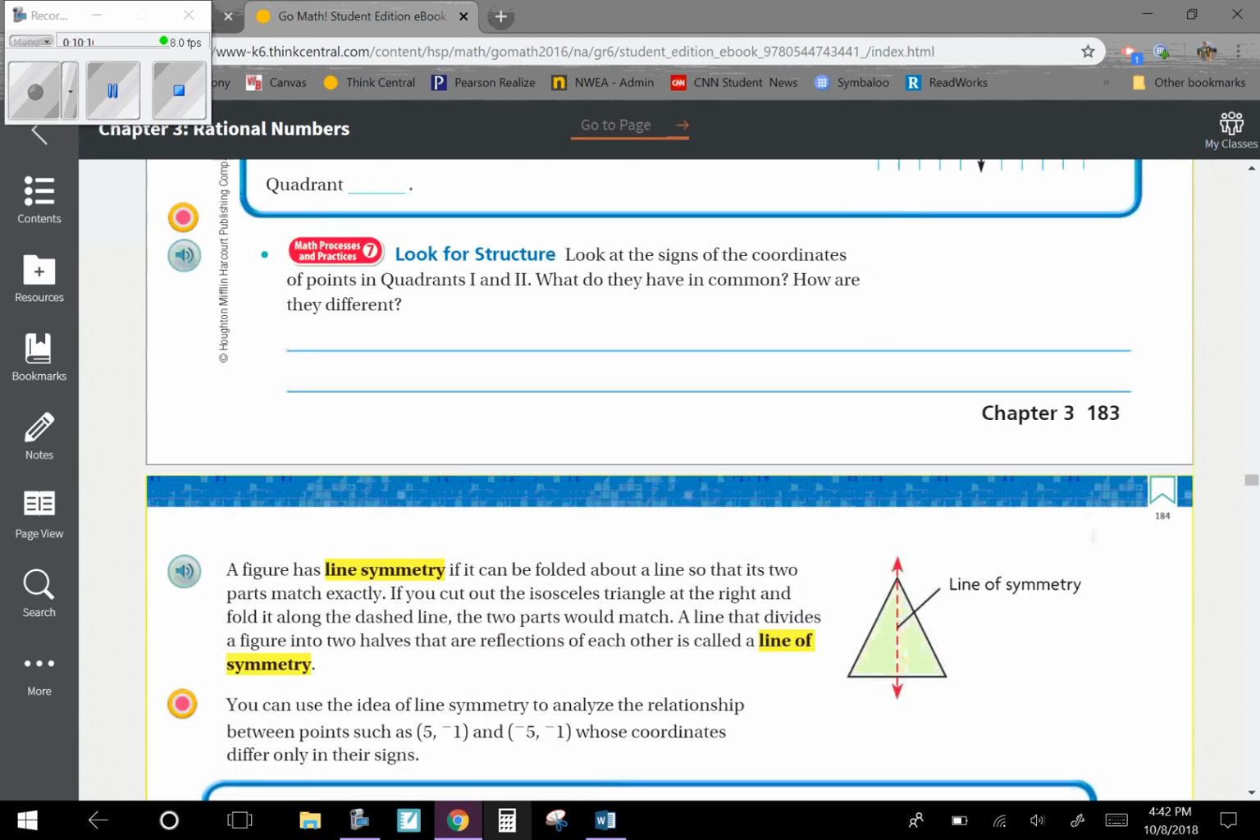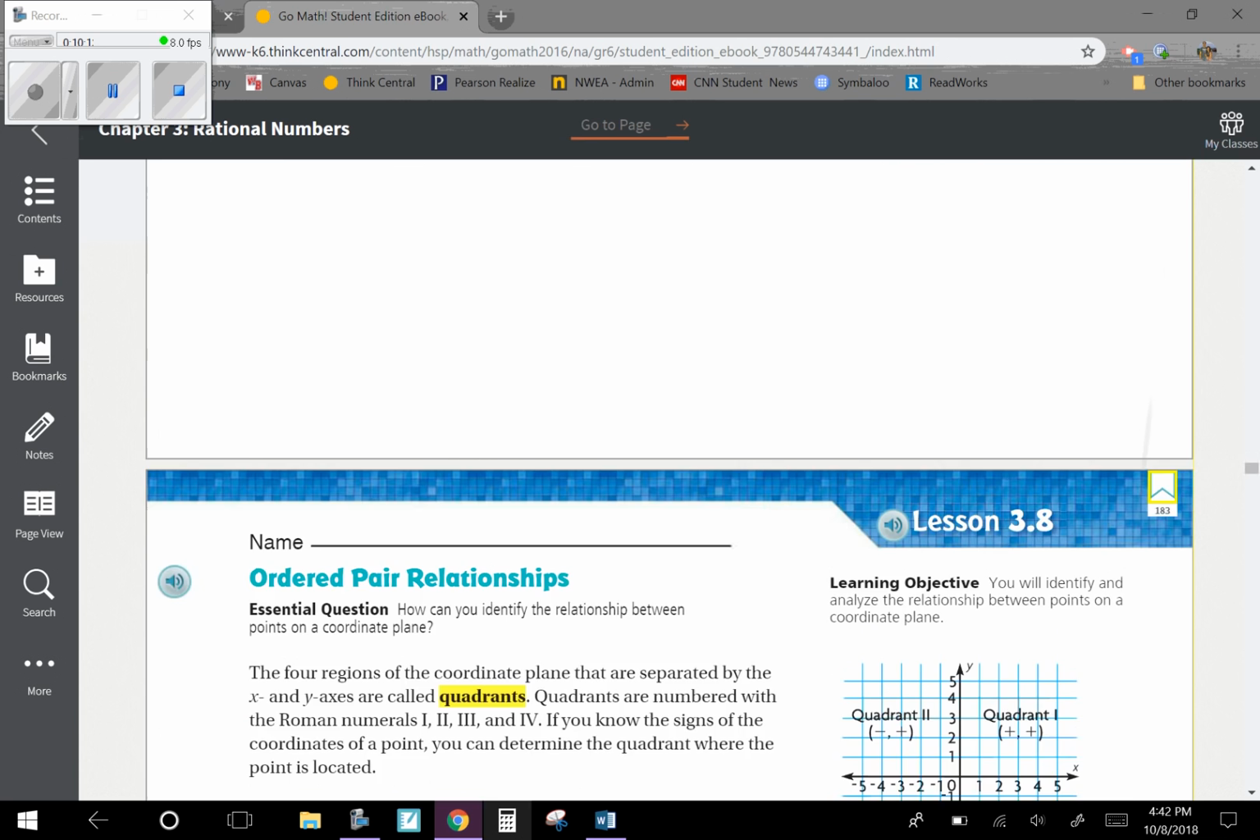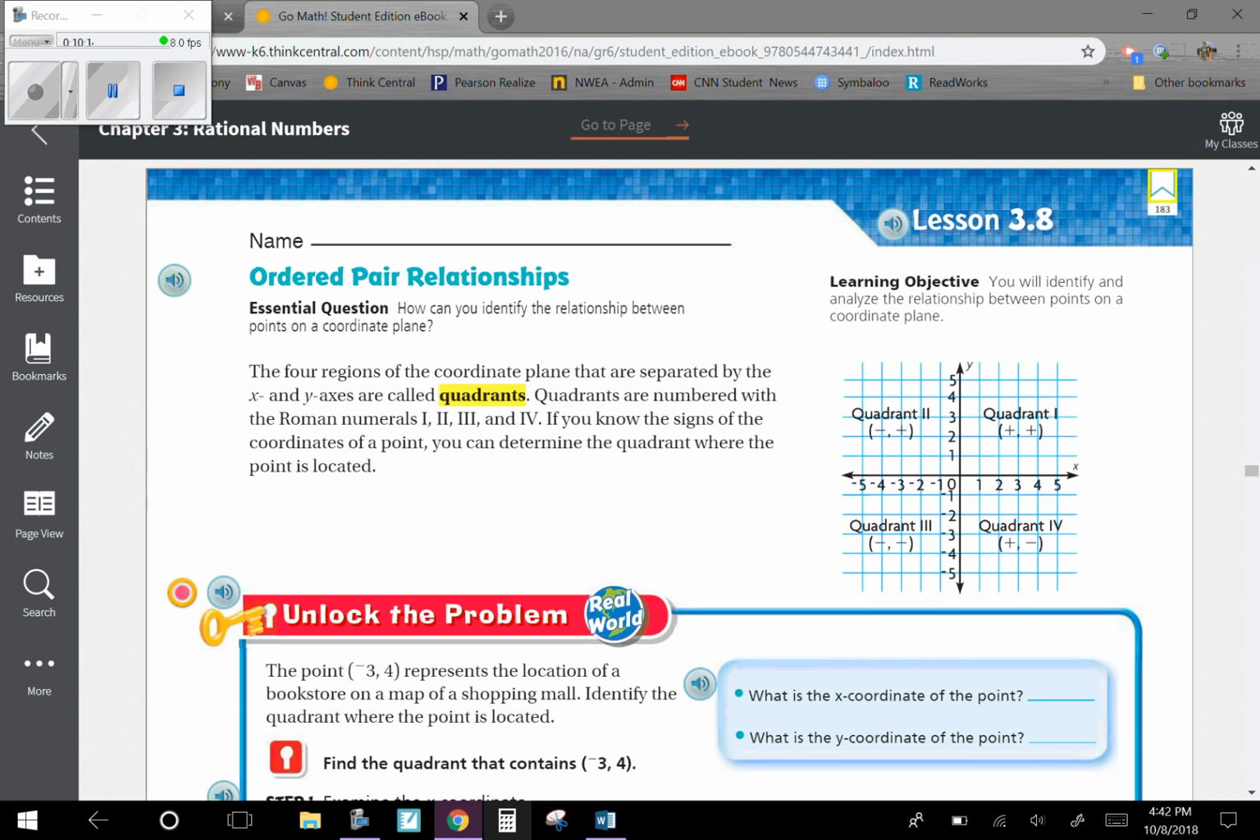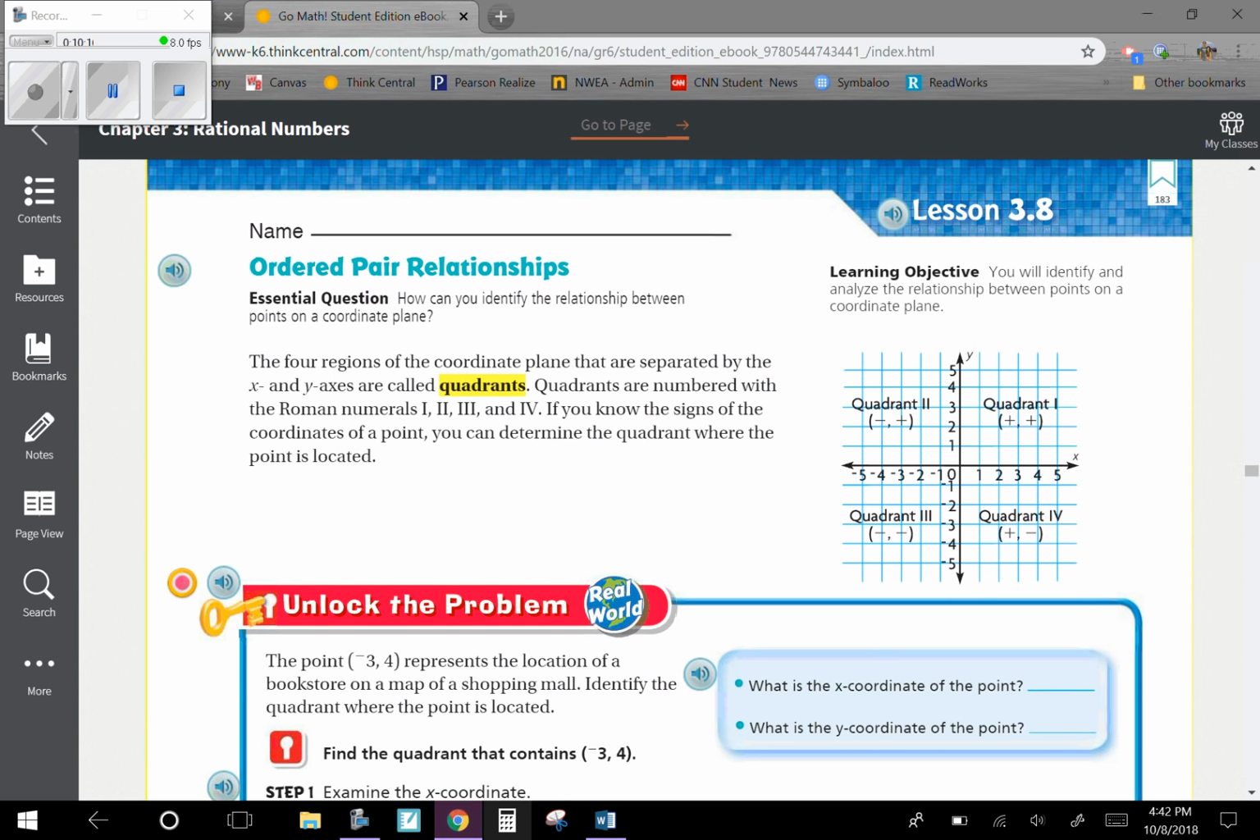Again, our learning objective for today's lesson was that we will identify and analyze the relationship between points on the coordinate plane. And remember what those quadrants are. Make sure that you remember to reference this page if you're not sure of which quadrant is positive, positive, negative, negative, and so on. If you have any questions, please ask your teacher.